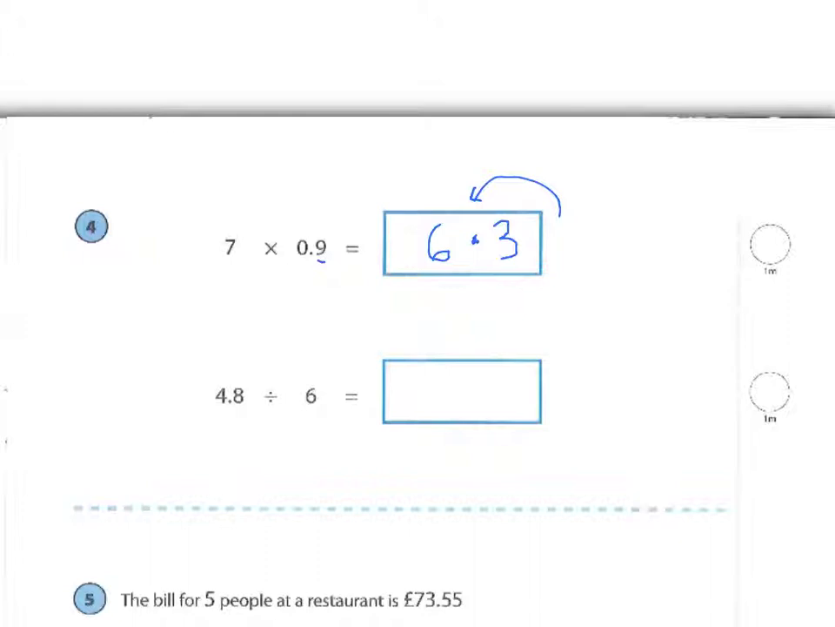Now, the second question, 4.8 divided by 6, it's very, very similar. What is 48 divided by 6? Well, that is 8. But our original number has 1 decimal place, so our answer must have the same, so we move the decimal point in 1 place from the start, which gives us 0.8.